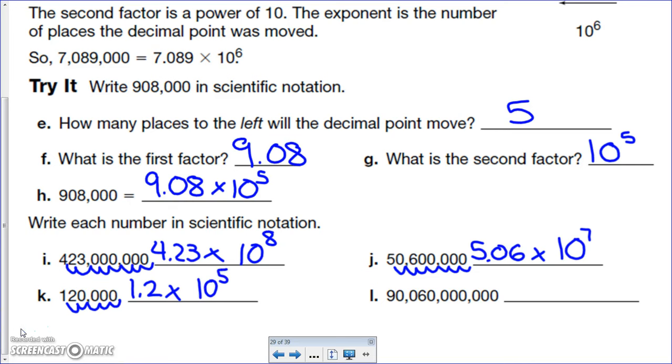Finally, for L, we have 90,060,000,000. So we're going to move the decimal from the very end of the number all the way up to right behind the 9, a total of 10 places. So we end up with 9 and 6/1000ths times, we're going to have a base of 10, and the exponent in this case is also going to be 10, because that's how many places we had to move the decimal.